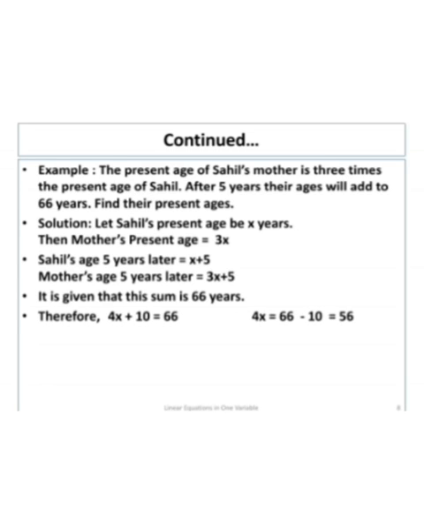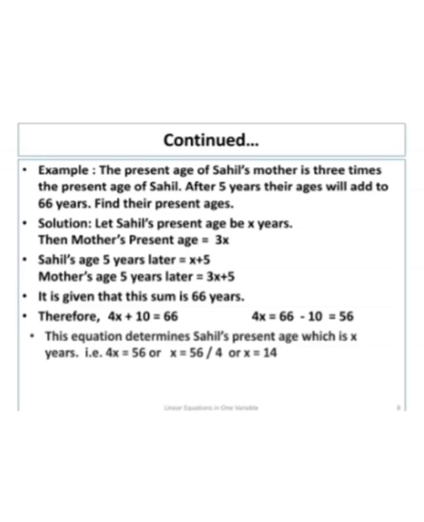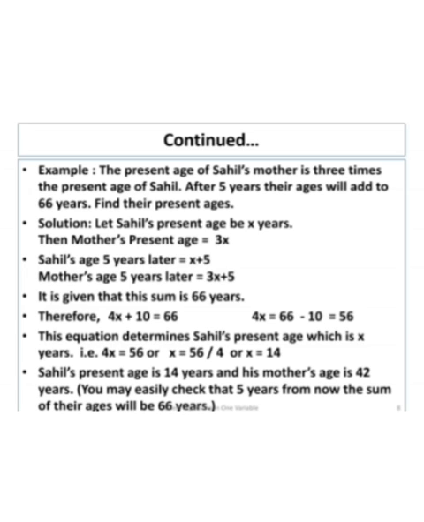Therefore, we get the equation 4x plus 10 is equal to 66, which leads to 4x is equal to 66 minus 10, which is equal to 56. This equation determines Sahil's present age, which is x years. So, further simplifying, we get x is equal to 14. Sahil's present age is 14 years and his mother's age is 3 times Sahil's age, that is 14 3s are 42. You may easily check that 5 years from now the sum of their ages will be 66.